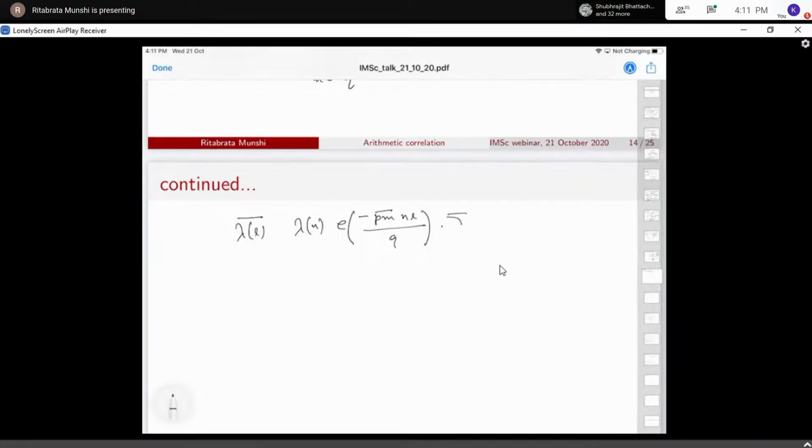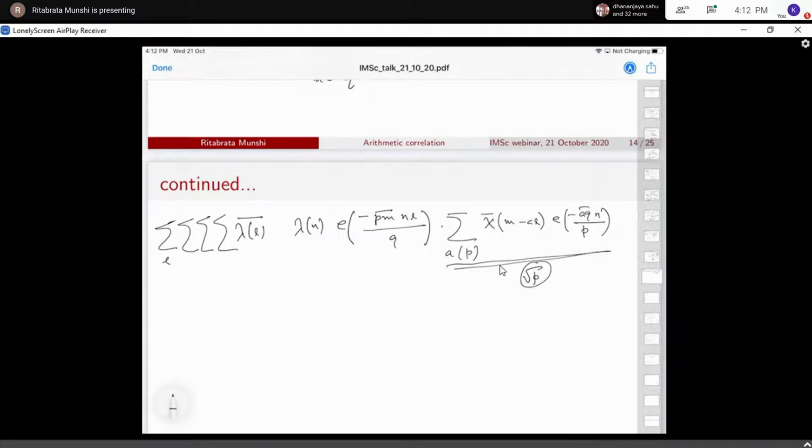And then we have a sum over P, which is a little involved. It's not just a tau sum. We have a chi bar of M minus A L, and then an E of minus A Q bar N by P. It's easy to show that this is bounded by square root of P. That's easy. But in the next step, we'll have to do something more than just square root of P. Outside I have a sum over L, a sum over N, a sum over M, and a sum over Q.